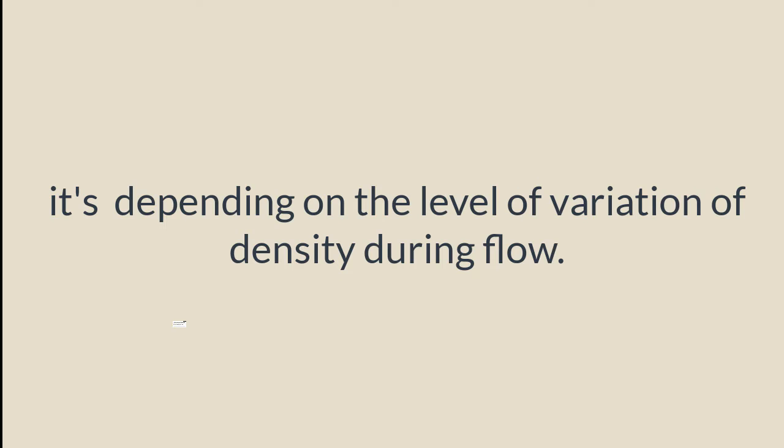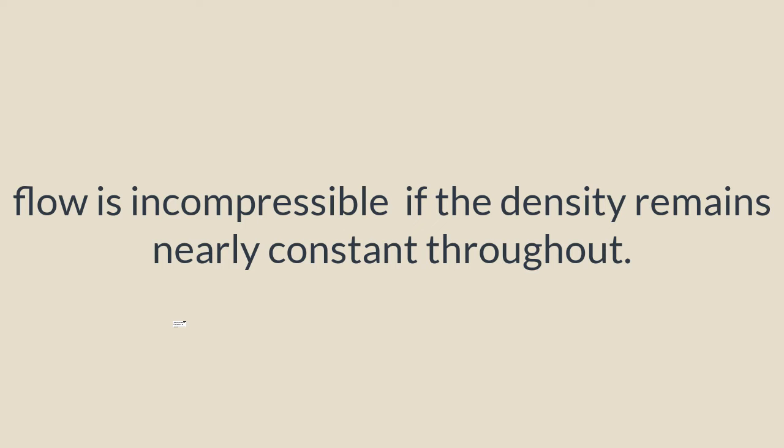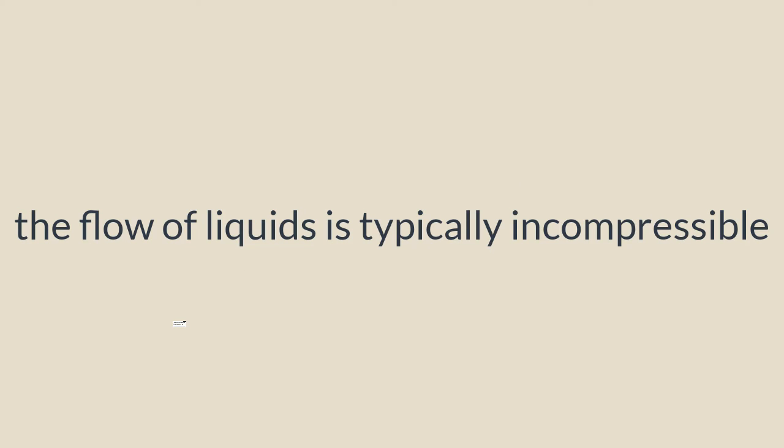A flow is classified as being compressible or incompressible, depending on the level of variation of density during flow. Incompressibility is an approximation, and a flow is said to be incompressible if the density remains nearly constant throughout. Therefore, the volume of every portion of fluid remains unchanged over the course of its motion when the flow, or the fluid, is incompressible. The densities of liquids are essentially constant, and thus the flow of liquids is typically incompressible. Therefore, liquids are usually referred to as incompressible substances.